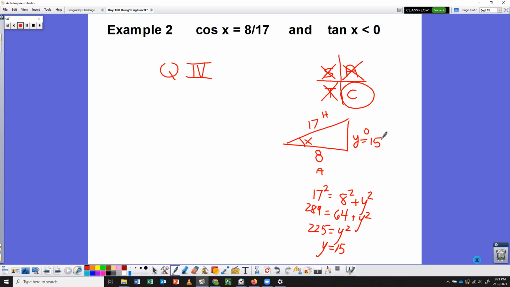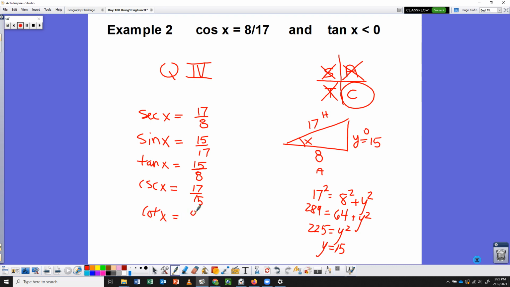This is actually called a Pythagorean triplet. So we now know all three sides in our triangle. We've already learned what the cosine is, so let's do secant next. Secant, which is the reciprocal of cosine, is going to be 17 over 8. Sine, which is built out of opposite over hypotenuse, is going to be 15 over 17. Tangent, which is built of opposite over adjacent, is going to be 15 over 8. Cosecant, which is the reciprocal of sine, is going to be 17 over 15. And cotangent, which is the reciprocal of tangent, is going to be 8 over 15.